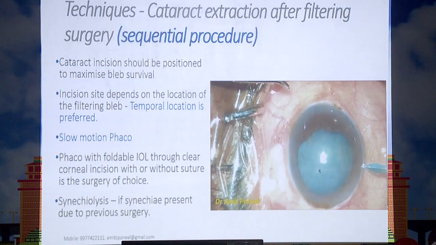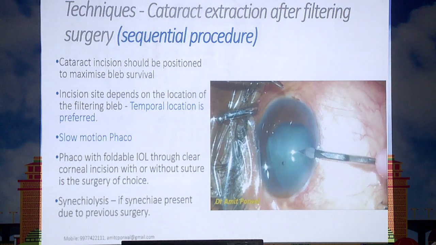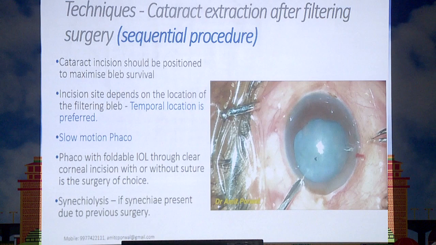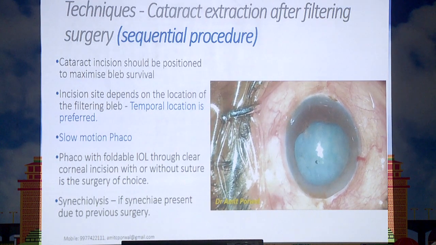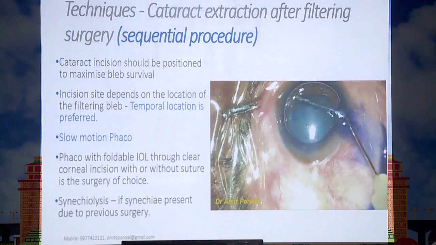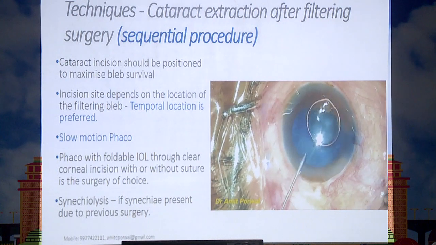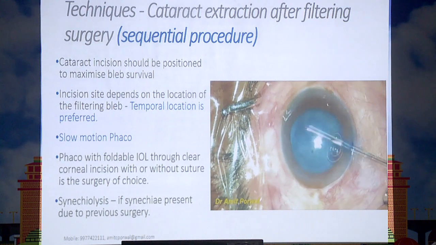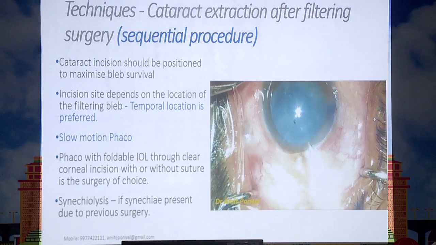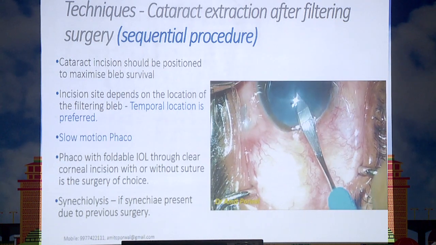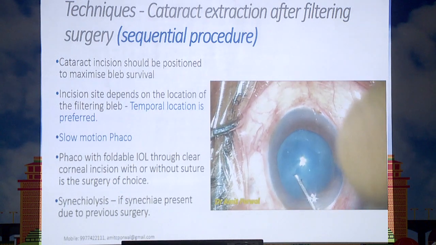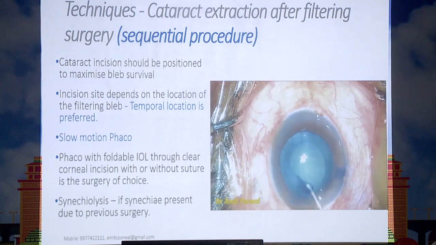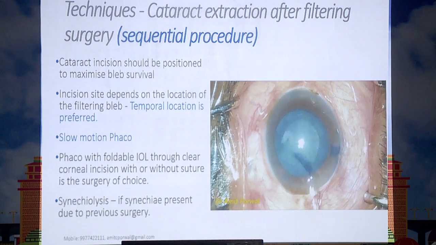SFIOL. Coming to the techniques, for cataract extraction after filtering surgery, the incision should be positioned to maximize bleb survival, which is very, very important. The incision site depends on the location of the filtering bleb. Usually the filtering blebs are located superiorly or superonasally, so the temporal location is the ideal location. We should always do a slow motion phacoemulsification. We should not traumatize the bleb when doing the cataract surgery. So phaco with a foldable IOL is the choice of surgery, and most of the time we come across synechiae. So synechiolysis is a very, very important step to be done.